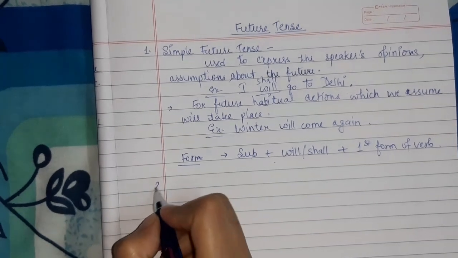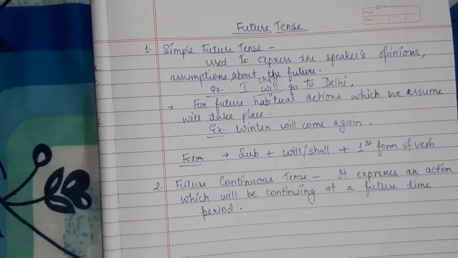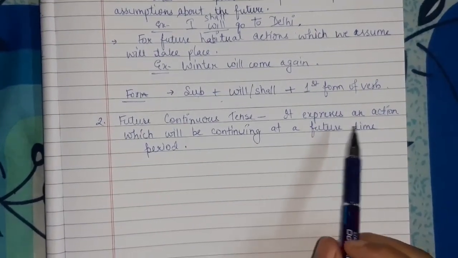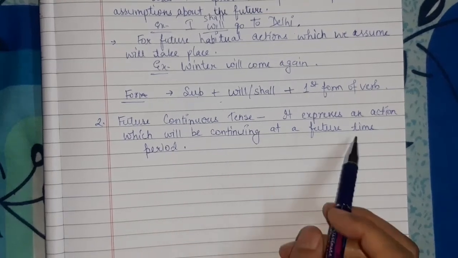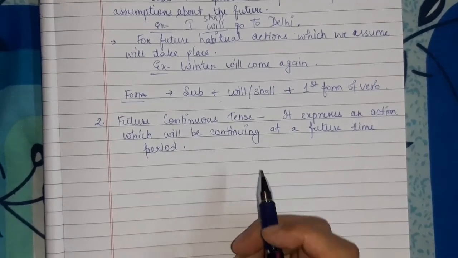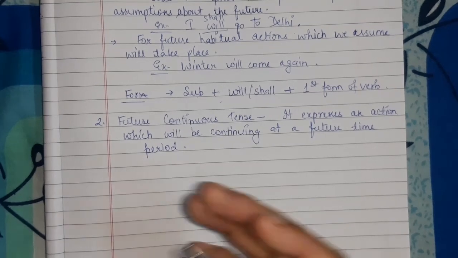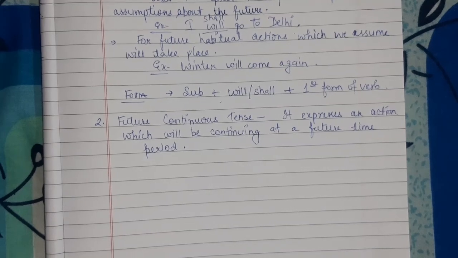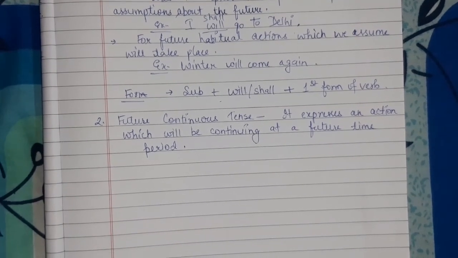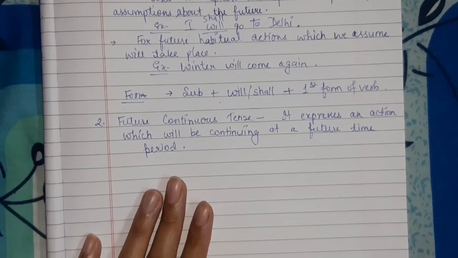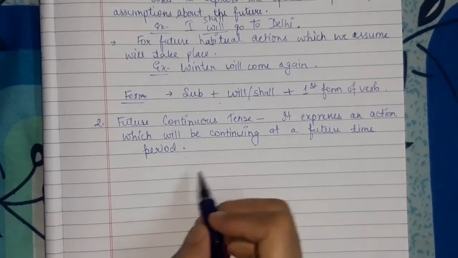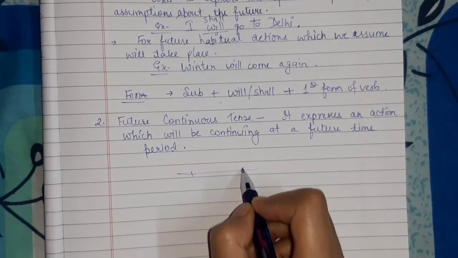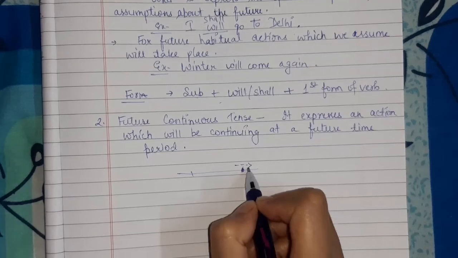Next, let's move to future continuous tense. Future continuous tense basically expresses an action which will be continuing at a future time period. The action may have started in the past, or it may start in the present time, or it may start in the future itself. But by one point of time, or at any time period in the future, that action will continue.